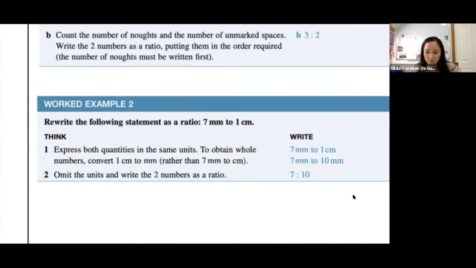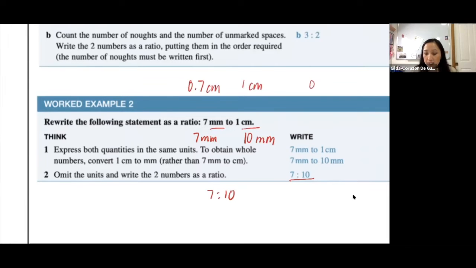All right, so rewrite the following segments as a ratio: 7 millimeters to 1 centimeter. It needs to have the same unit. One is in millimeters and the other one is in centimeters. We need to put them into the same unit. So do we put them into millimeters or do we put them into centimeters? What would make sense? Millimeters. So that will end up with whole numbers, right? Centimeters instead, what do you think would happen? That becomes 0.7 centimeters, and that's still 1 centimeter.